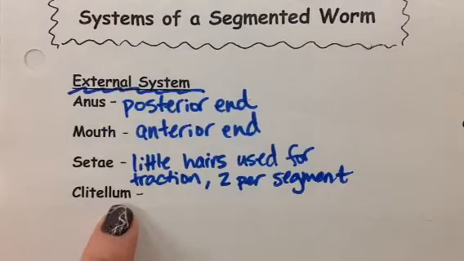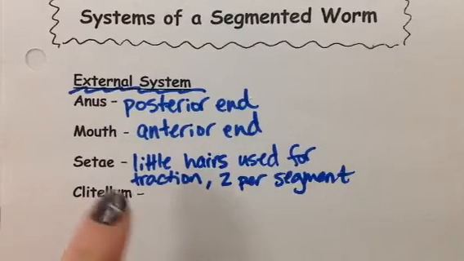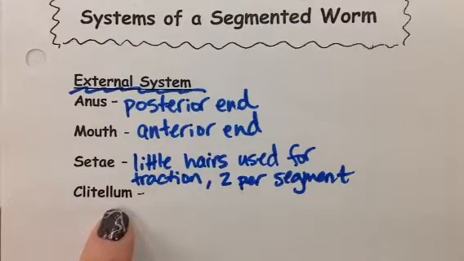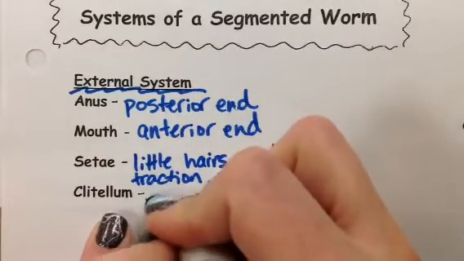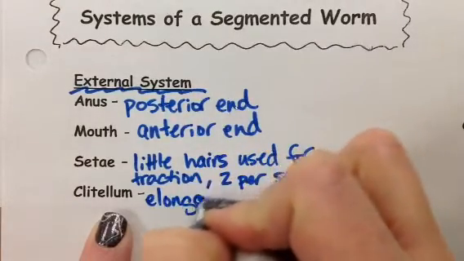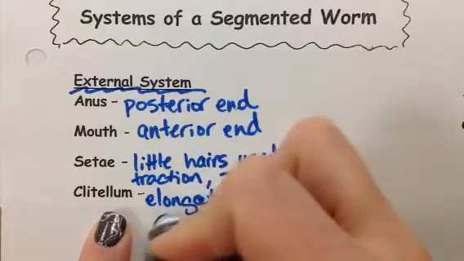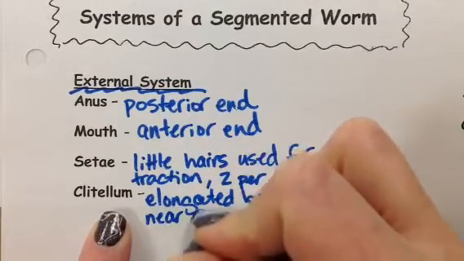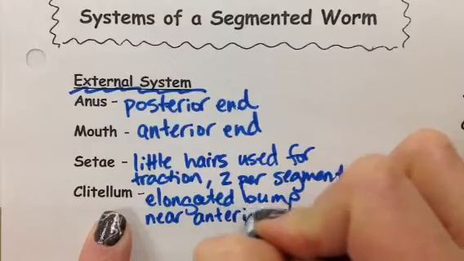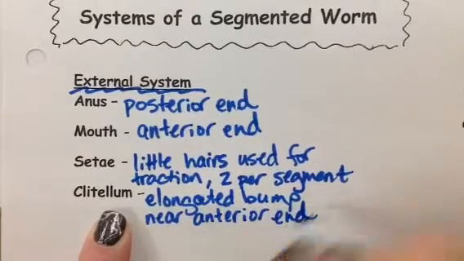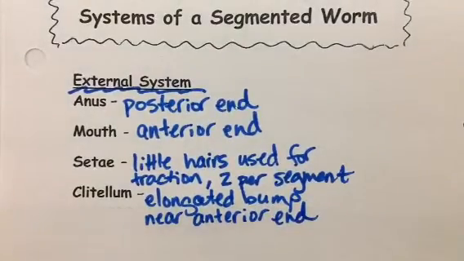Last on our external system is the clitellum. And this is the way that you can tell the anterior from the posterior end. The clitellum is an elongated bump that is near the anterior end. Okay, so it's an elongated bump near the anterior end.